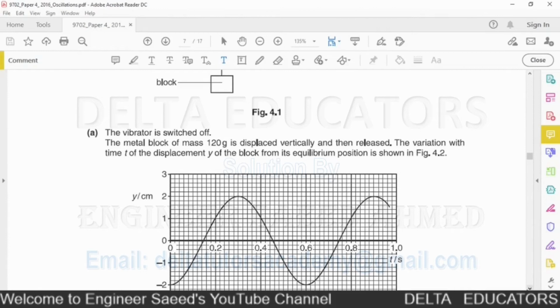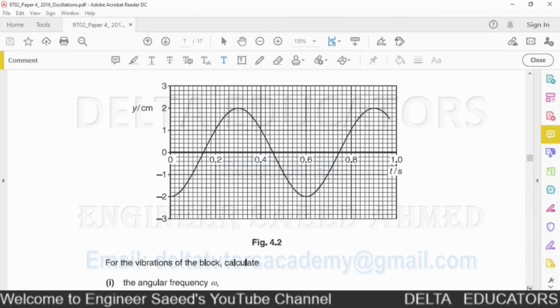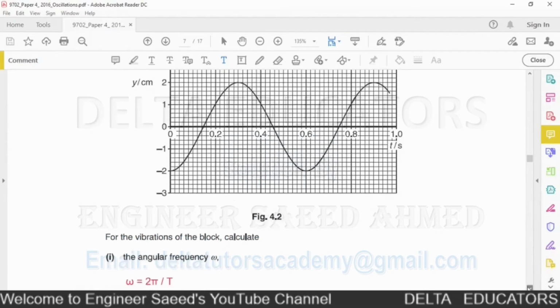The vibrator is switched off. The metal block of mass 120 gram is displaced vertically and then released. The variation with time t of the displacement y of the block from its equilibrium position is shown in figure 4.2. It is figure 4.2. For the vibrations of the block, calculate the angular frequency omega.